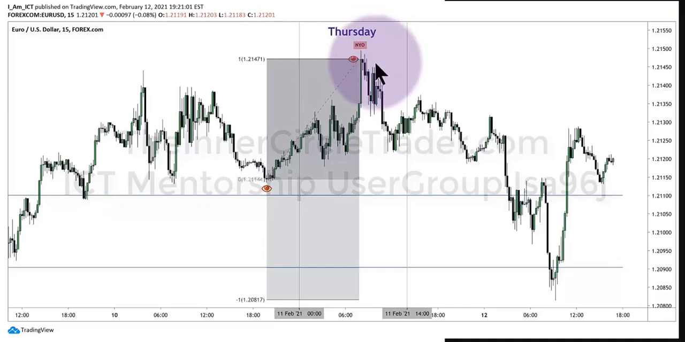If this is the high of the week and we take out this low, how far can we go down? Well, we can go down to the 20% of the weekly range. We can go down to 30% of the weekly range, but in case we get a little animated, where's it going? One standard deviation here calls for 1.20817. Now, mind you, this is Forex.com's data feed.